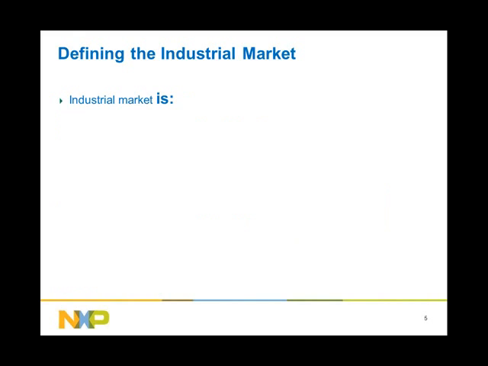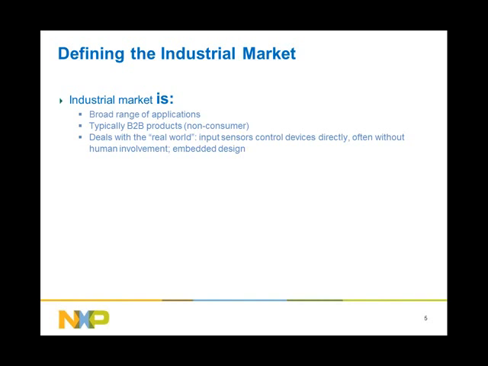So let's first define what the industrial market is. It's a broad range of applications. It is typically B2B products. It is not consumer. It deals with the real world, input, sense, controls, devices directly, often without human intervention. They are embedded in the design.